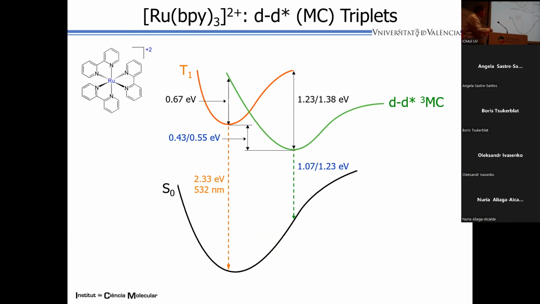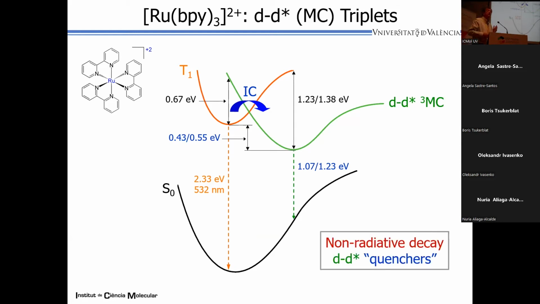But when you relax the geometry of that state, it goes down below the triplet metal-to-ligand charge transfer, and then this state is 0.5 electron volts below that one. That means that state can be populated by internal conversion. And finally, this state is close to the ground state, and it really acts as a quencher of the emission, a non-radiative decay to the ground state.